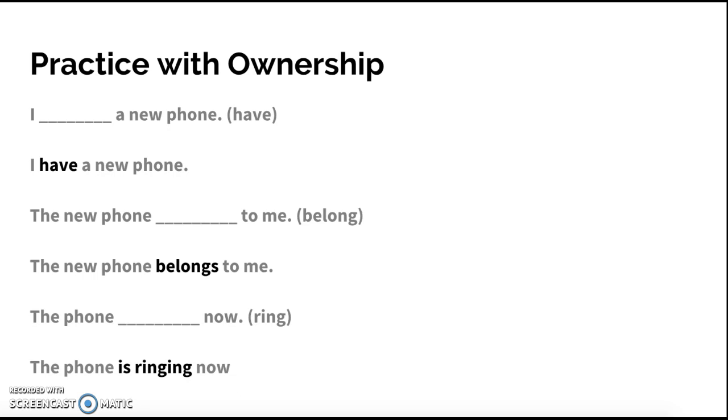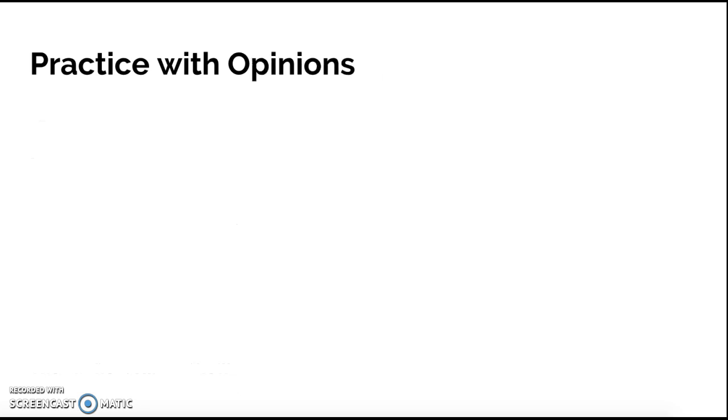All right. Now, let's practice with opinions, the next category. I blank the color green. So the verb is like. Like is a non-action verb. So we don't have to think ing or no ing. We know. No ing. I like the color green.